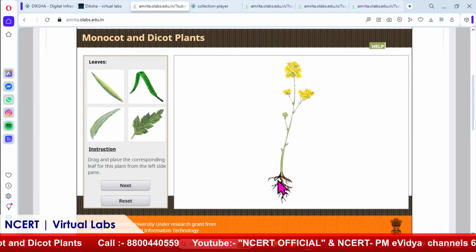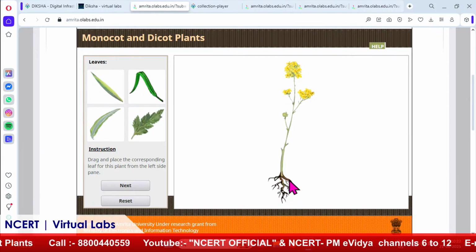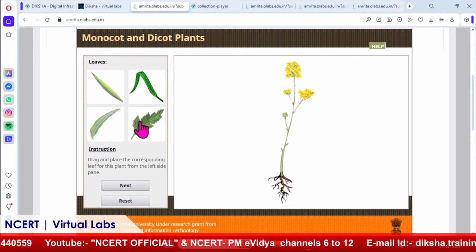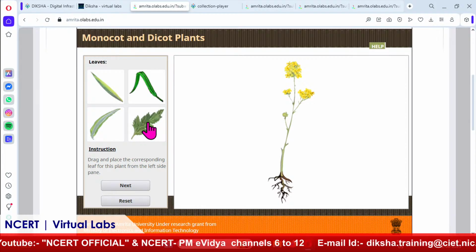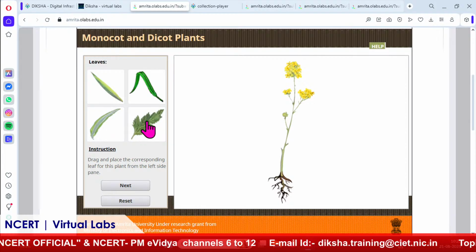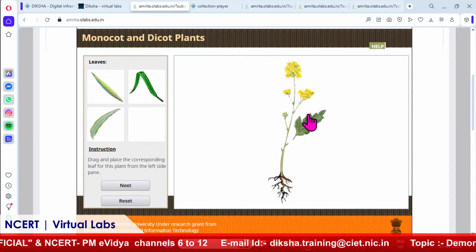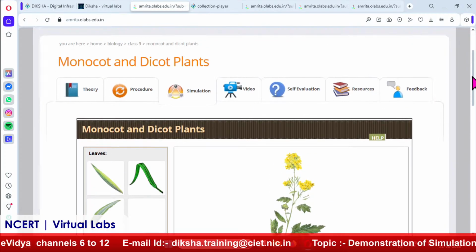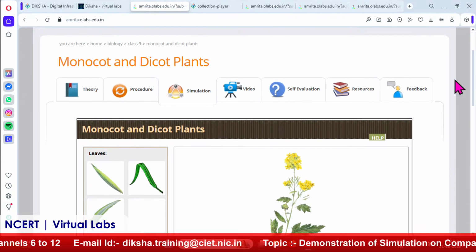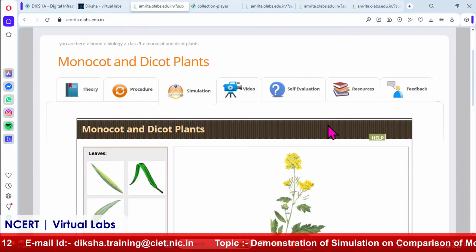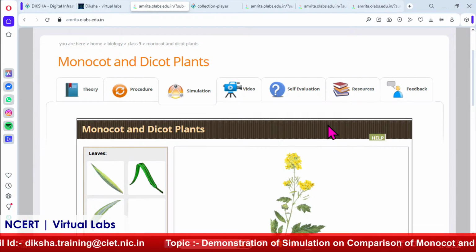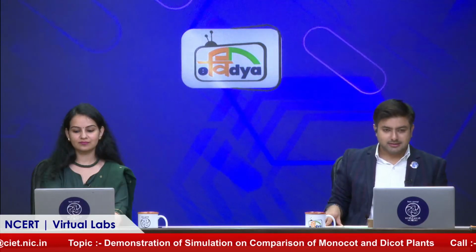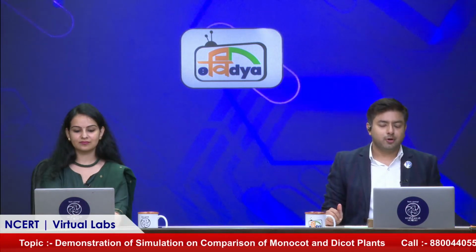So again here we will try this one only, and then we will go to self evaluation. So here you can see this is a taproot system, and because it is a taproot system, it is a dicot, and out of these 4 options this is the one which has reticulate venation. So let's try this one, and it got arranged. So this is how you can practice features of different plants, and you will be able to differentiate between them very easily. Absolutely, like we distinguish them on the basis of their appearance, and that's how we distinguish them in the category of monocot and dicot.